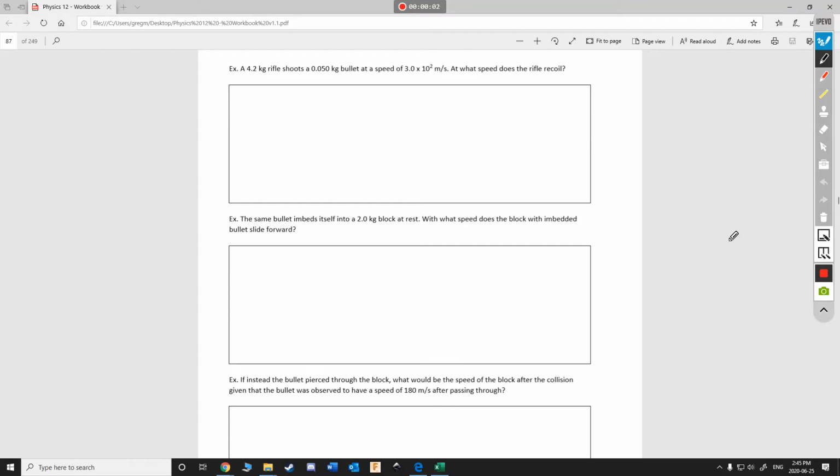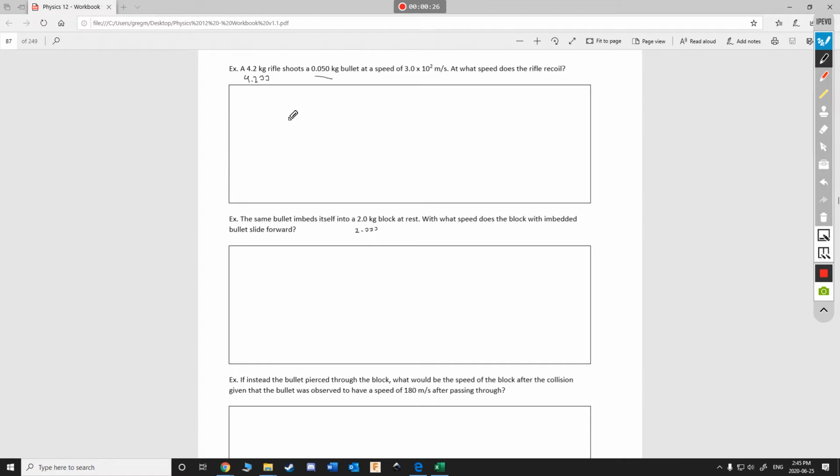Okay, we're just going to continue with a few more examples for collisions. And collisions is not just two things coming together. It can be two things breaking apart as well. So we have a rifle. I should have given more sig figs to these values. So 4.2, let's give those more sig figs. Same as this one, 2.000, just so I can actually add this mass to it.